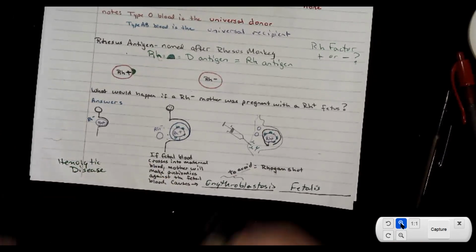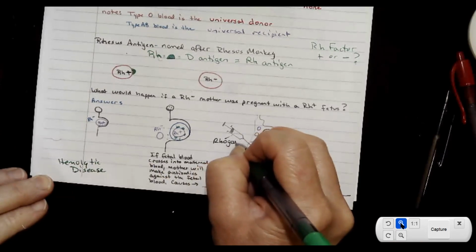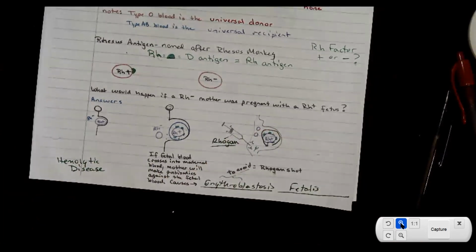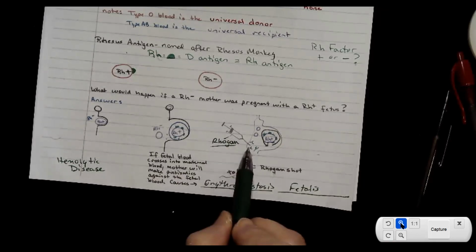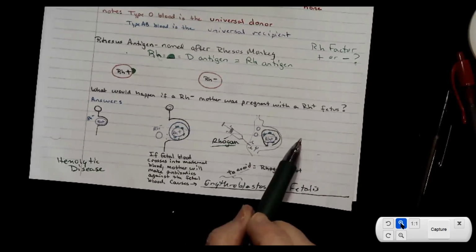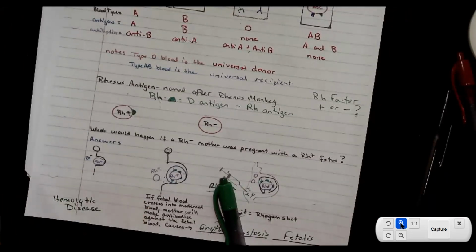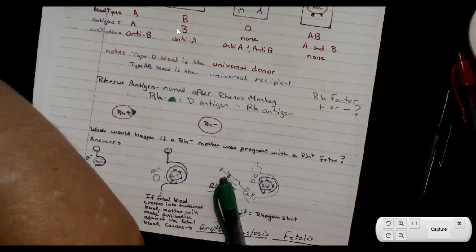As explained, this is a RhoGAM shot. It's a shot of D antibodies. So if you put them in artificially, it will not spark the mother's immune system to become sensitized to her fetus. All right, so I am going to pause this recording for a minute.